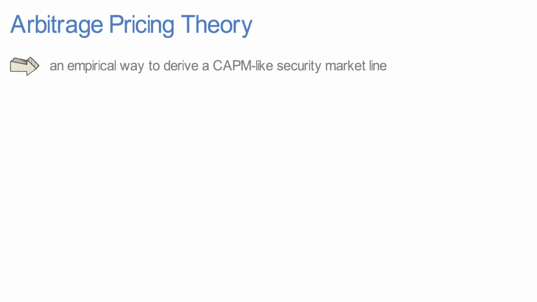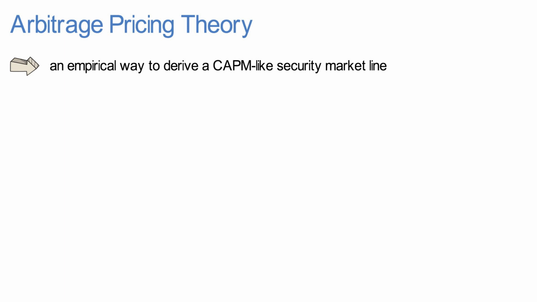This video provides you with an introduction into the arbitrage pricing theory, and it also talks about the similarities and differences to the CAPM. So the arbitrage pricing theory, or in short APT, is an empirical way to derive a CAPM-like security market line.